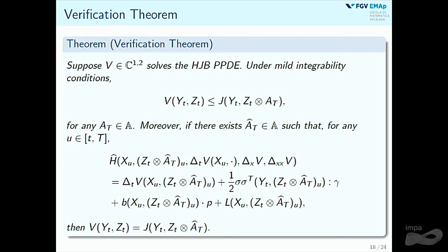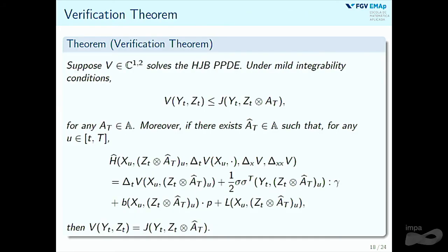So this is the real theorem we have. If V is C^{1,2}, so we assume that the value function is smooth, you get a verification theorem. If you have a smooth solution of the HJB PPDE here, under mild integrability conditions, the value function is always smaller. And if you have an optimal control, alpha_t, in the admissible set here, you get that V is equal to the cost functional with this optimal control. So this is the usual verification theorem, but applied to this case here.